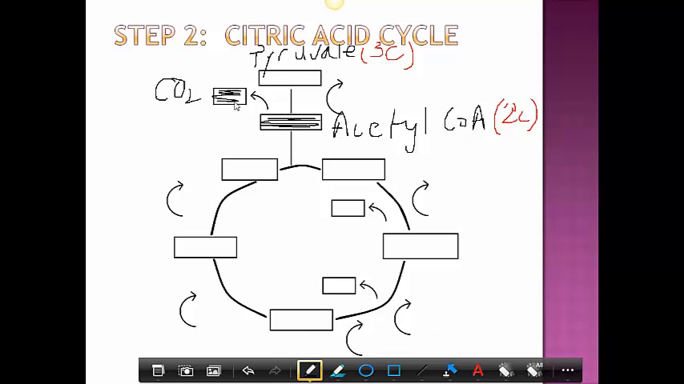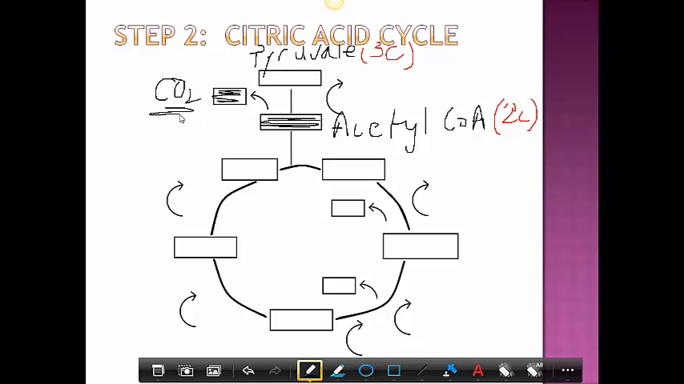That's this box right here. And remember back when I went over the equation for cellular respiration at the very beginning, I said one of the waste products is CO2, or carbon dioxide. This is one of the places where that CO2 comes from, one of those waste products that we eventually breathe out.